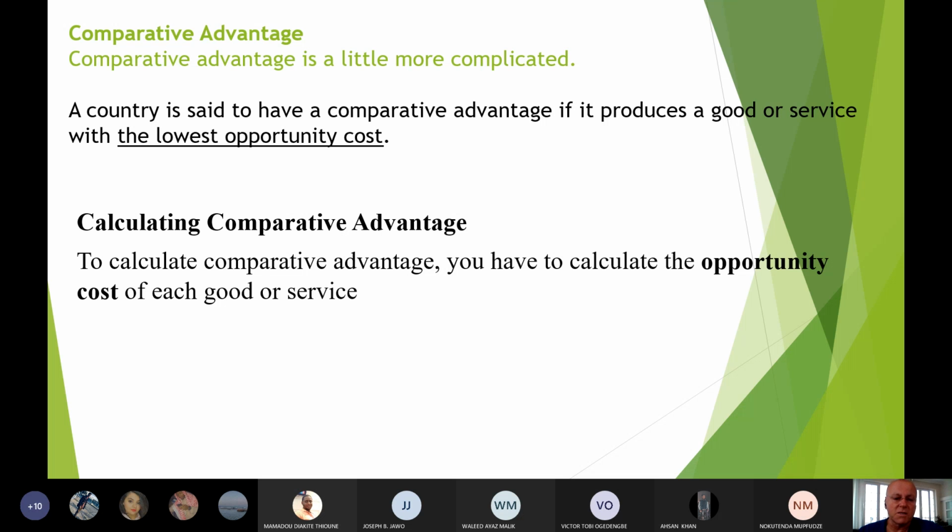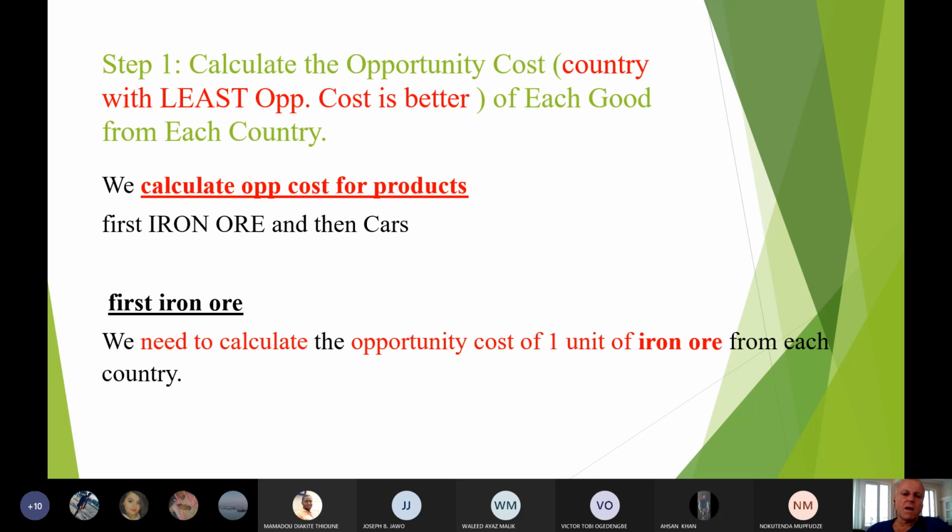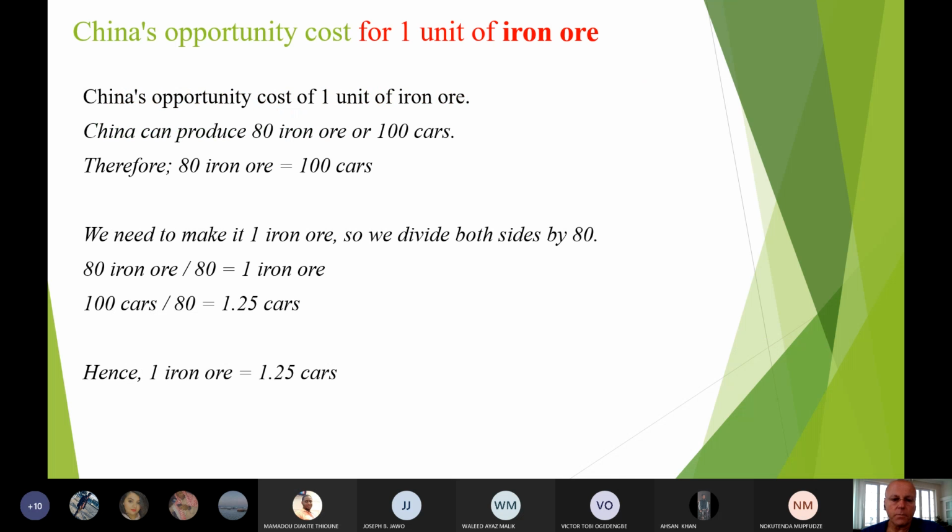Calculating comparative advantages, you have to calculate the opportunity cost of each good and service as it is given in the scenario. First, we are going to calculate the least opportunity cost, which is better off for each good for each country, and we calculate the opportunity cost for the products, for the iron ore and then cars. First, we are looking at the iron ore. You need to calculate the opportunity cost of 1 unit of iron ore from each country.